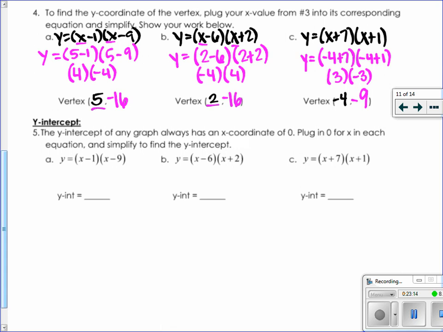How do you find the y-intercept of anything? Plug in 0 for x. That means it's going to be 0 minus 1 times 0 minus 9. What's 0 minus 1? -1. So this is really saying -1 times -9. So what's the y-intercept? 9, as an ordered pair, 0, 9. Getting a y-intercept is still the same as before. Plug in 0 for x, that's how you get a y. Okay.